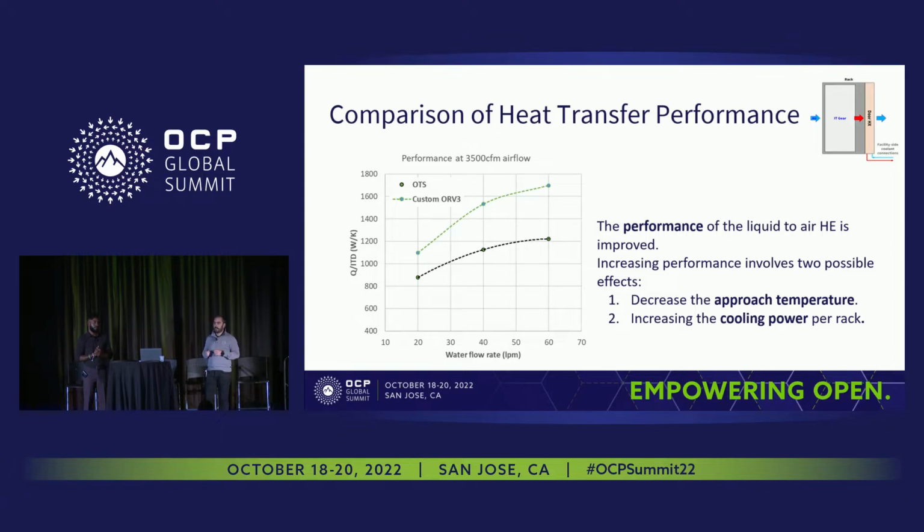But if you need more cooling power per rack, you will also be able to provide this cooling power if the heat exchanger improves the performance.